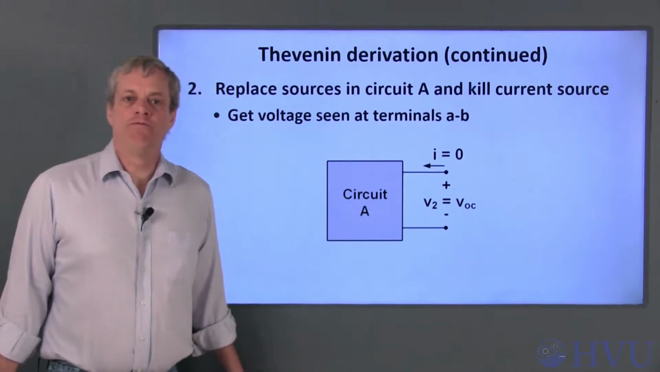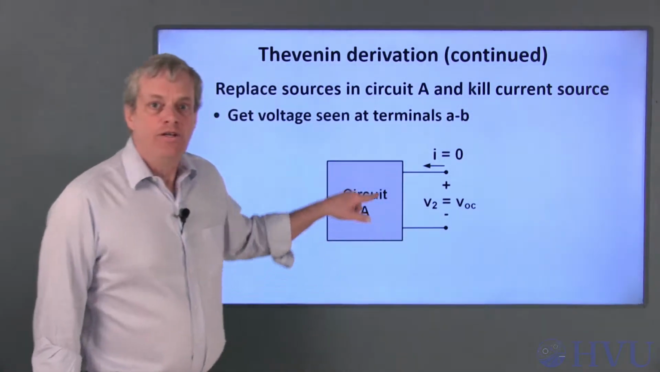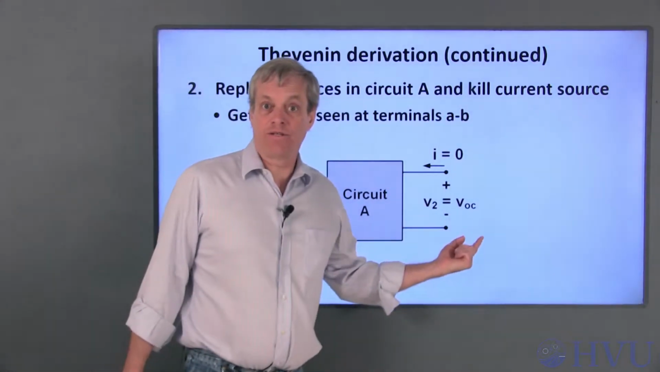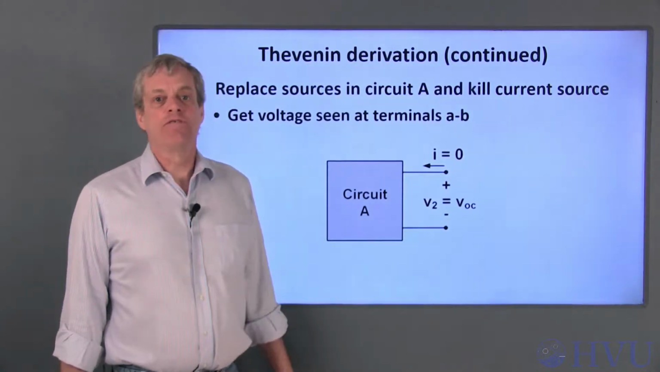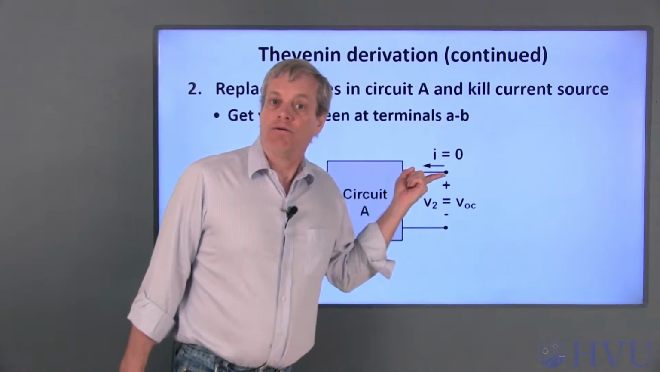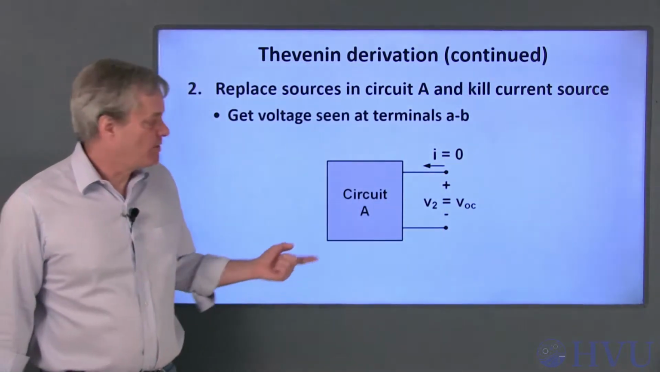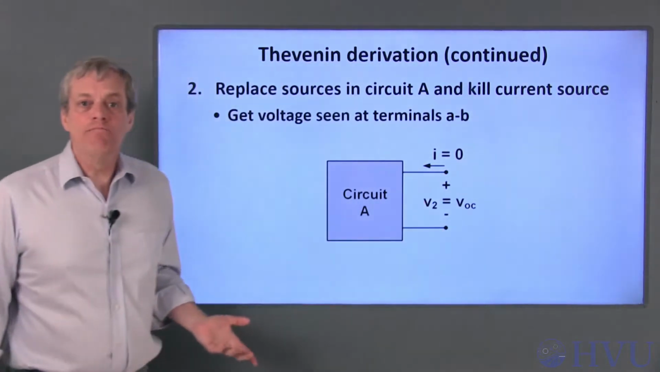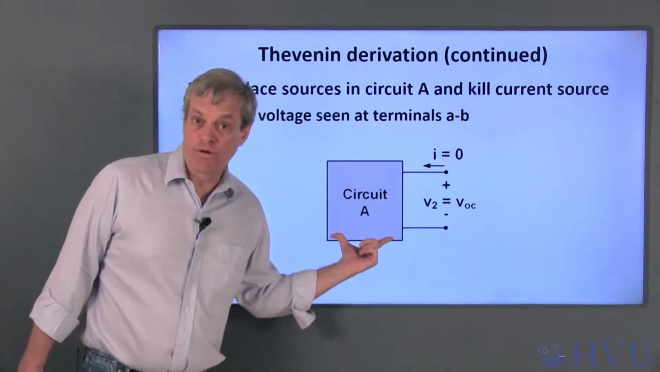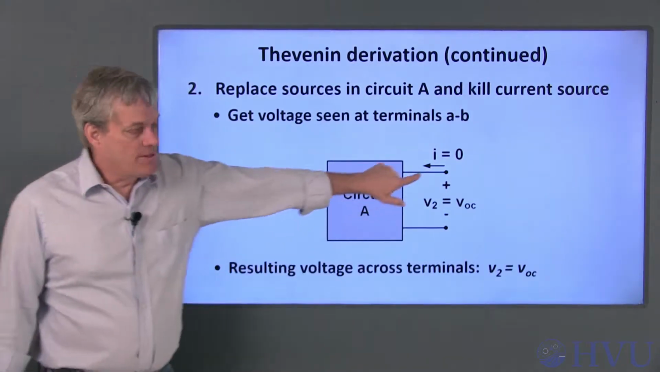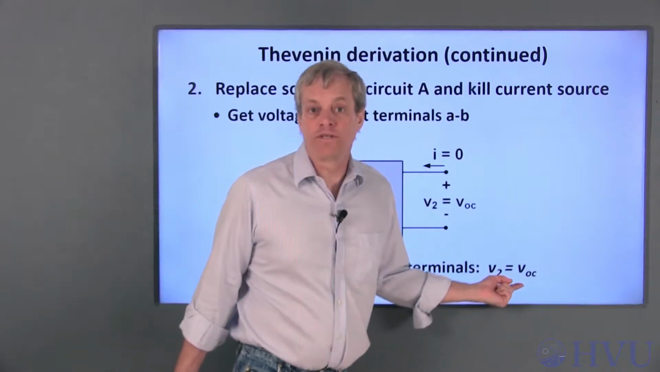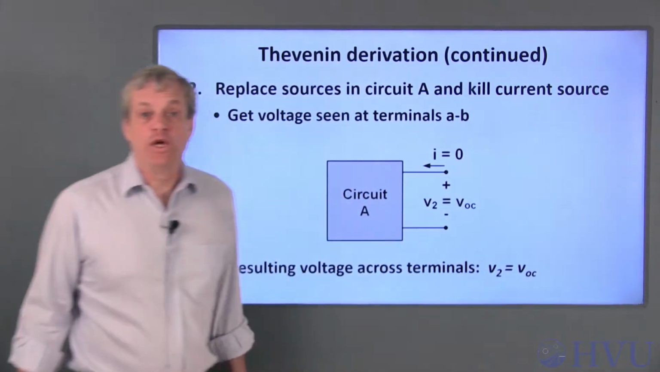Next, we determine the voltage across these terminals due to the sources inside circuit A, with the current source outside the circuit killed. Killing a current source converts it to an open circuit, so the current at these terminals is now 0. I'll call this contribution to the terminal voltage V2. Keep in mind that during this step, all of the sources inside circuit A have been restored. Since the terminals are open-circuited, the voltage across the terminals from this step is commonly called the open circuit voltage, which is referred to as VOC.